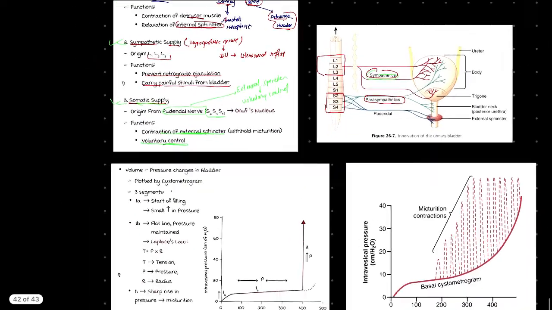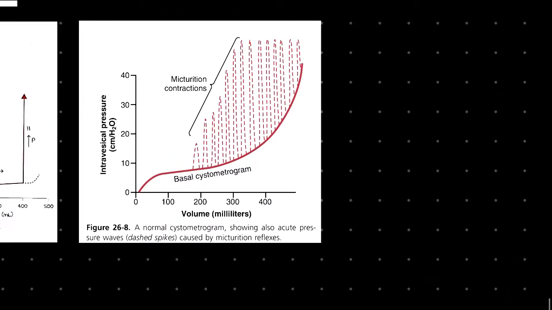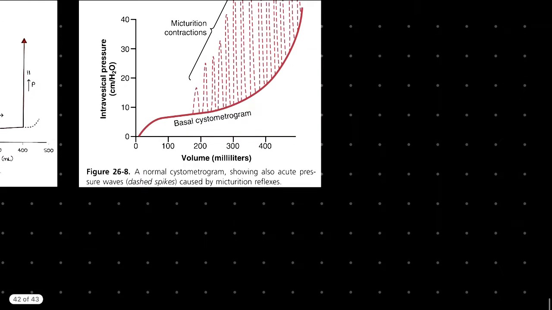Now moving further, what we need to know is about this thing. Now what is this thing? So this is our Cystometrogram. The thing that we need to study here is, okay, what is the Cystometrogram? It is simply an intravesical pressure versus volume curve, volume within the urinary bladder.